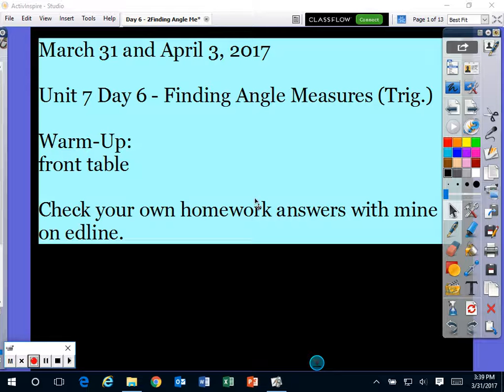So first things first, do the warm-up that was at the front table like you always do. I went ahead and put the answers to the warm-up on the back board, so go ahead and check your answers. Make sure you got the same thing I've gotten. That was what we did in the last class, finding those missing sides using our trig, our SOHCAHTOA. And I put SOHCAHTOA at the front of the board also, so you have all your formulas there. Sine is opposite over hypotenuse, cosine is adjacent over hypotenuse, and tangent is opposite over adjacent.